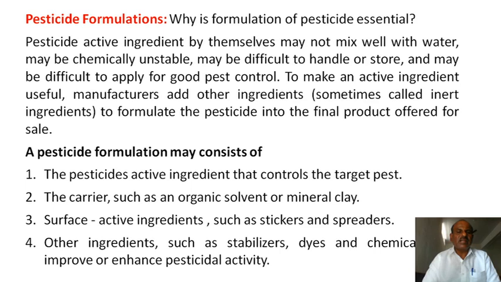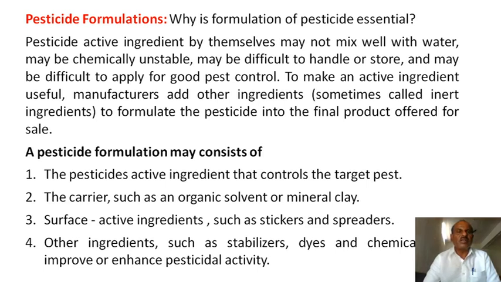The pesticide is a very active ingredient and it cannot be controlled in the environmental condition. There are also carriers such as organic solvents, minerals and clay that have to be added, as well as surface active ingredients, stickers, spreaders, stabilizers, dyes and chemicals that improve the activity of the pesticide without affecting it. This also takes more precaution in the formulation process. It is nothing but the dilution of the concentrated pesticide, because directly using it would be harmful to the plants, fruits and vegetables.